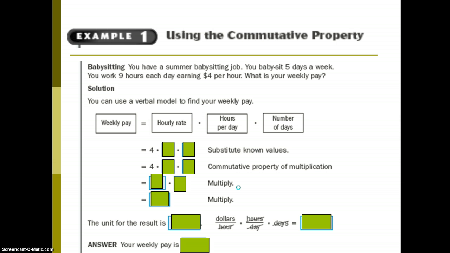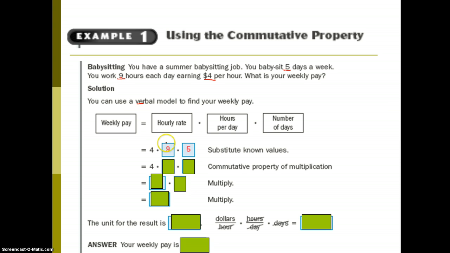Example 1. You have a summer babysitting job. You babysit 5 days a week. You work 9 hours each day, earning $4 per hour. What is your weekly pay? Use a verbal model, which is putting words and symbols to the equation. To find your weekly pay, you need to take your hourly rate, which is $4 per hour, times the number of hours you worked each day, which is 9, times the number of days that you work in a week. 4 times 9 times 5.